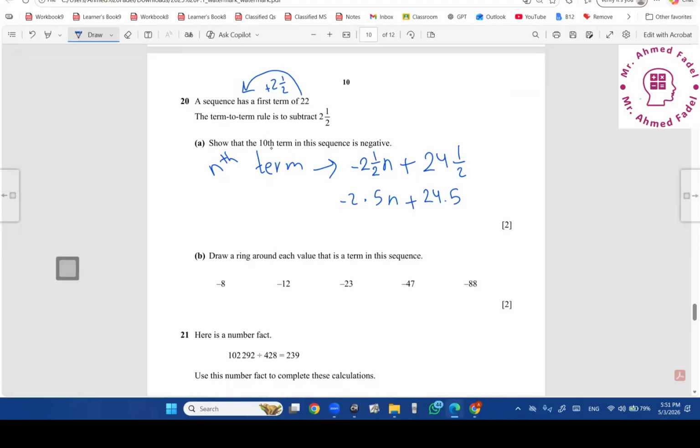Show that the 10th term in the sequence is negative. So I'm going to remove n and write 10. So it is negative 2.5 multiplied by 10 is going to give you exactly negative 25. And plus 24.5 is going to give you negative 0.5. That's how we show that the 10th term is negative half.